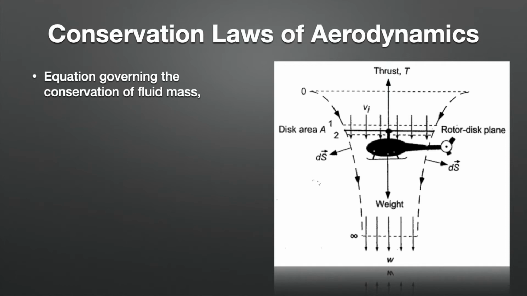A general equation governing the conservation of fluid mass applied to this finite control volume can be written as the double integral over S of rho V dot dS equals 0, where V is the local velocity vector and rho is the density of the fluid.